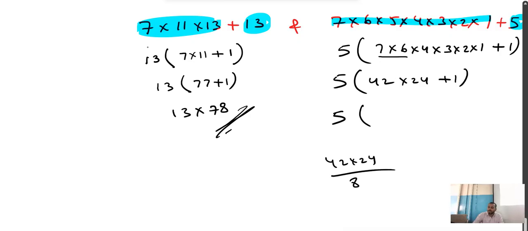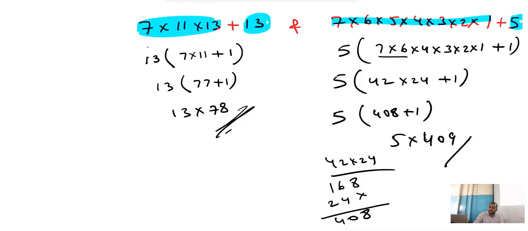4 twos are 8. 4 fours are 16. 2 twos are 4. 2 ones are 2. 8 10 4, 4 not 8 plus 1. So 5 into 4 not 9. Hence it is a composite number. Is this clear? What happened?